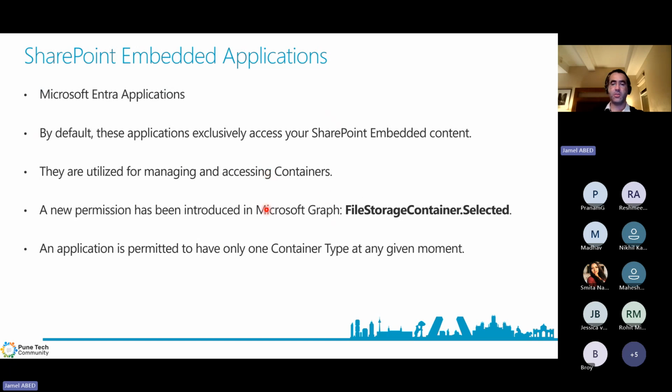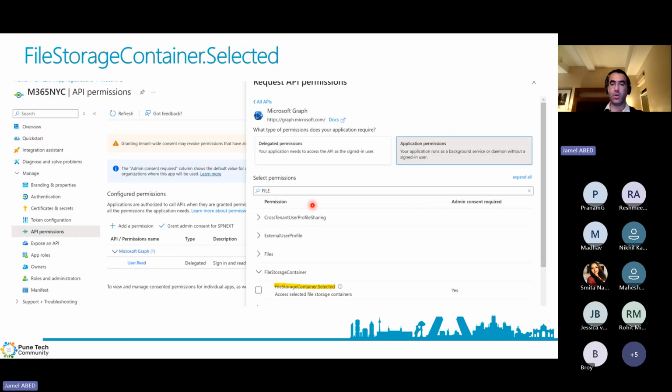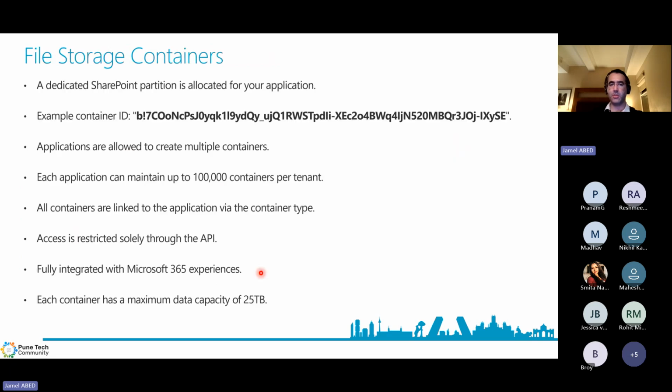So Microsoft has introduced a new Graph API permission, FileStorageContainer.Selected. When you check your app registration on Microsoft Azure and enter the API permissions, we have a new permission with SharePoint Embedded called FileStorageContainer.Selected. This permission allows your application to manage the containers inside your tenant. So we need to add this permission.